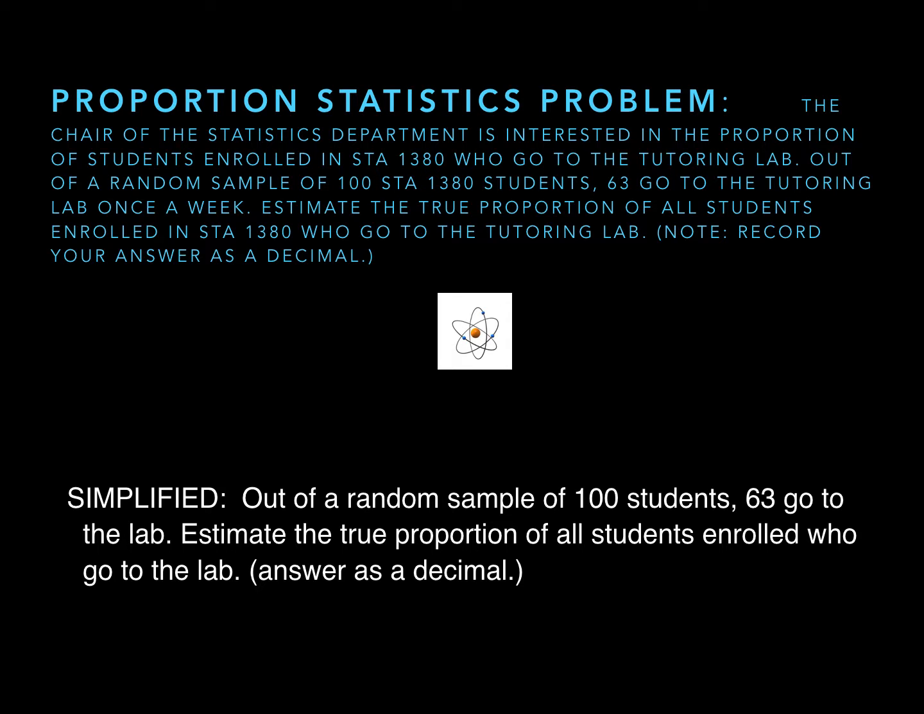Simplified form: out of a random sample of 100 students, 63 go to the lab. Estimate the true proportion of all students enrolled who go to the lab. Answer as a decimal. Already the problem looks much easier just by taking the bulk out.